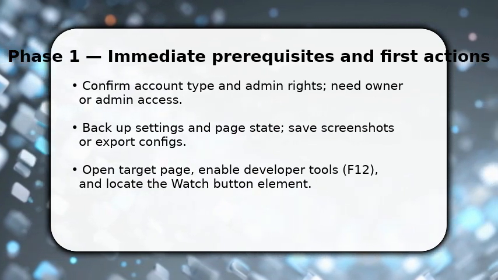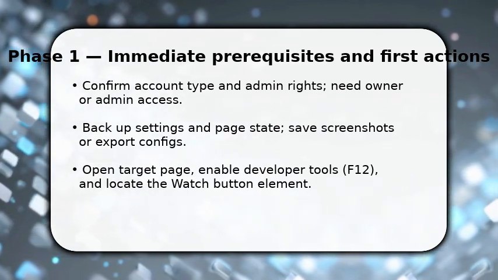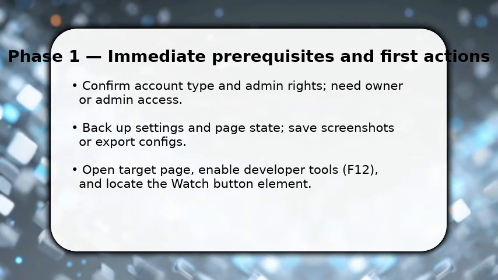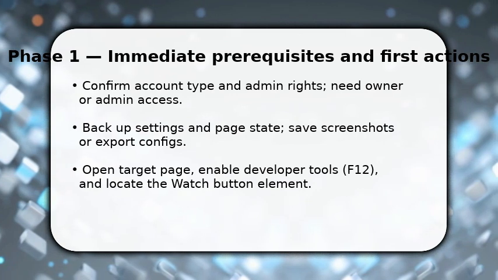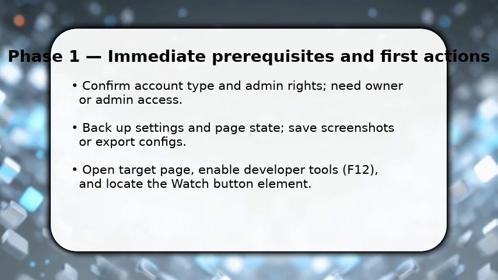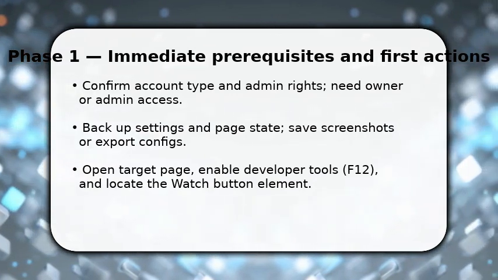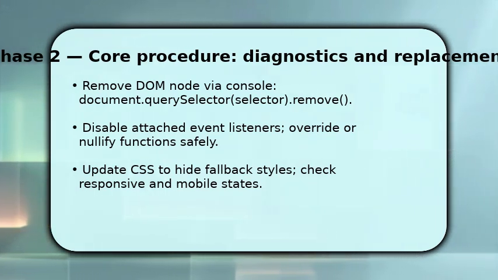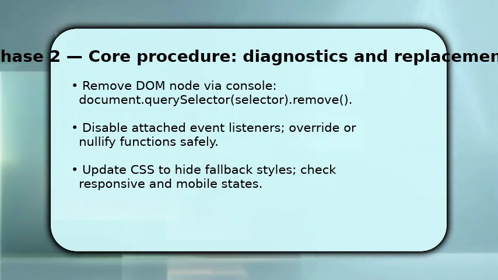Make sure to copy selectors and any event listeners, since you will remove the button cleanly rather than break related features. Now you'll remove the element and its behavior. In the console, run document.querySelector(your selector).remove() to drop the node. Next, find and disable attached event listeners, override handler functions, or use removeEventListener with the original reference because leaving listeners can cause errors.